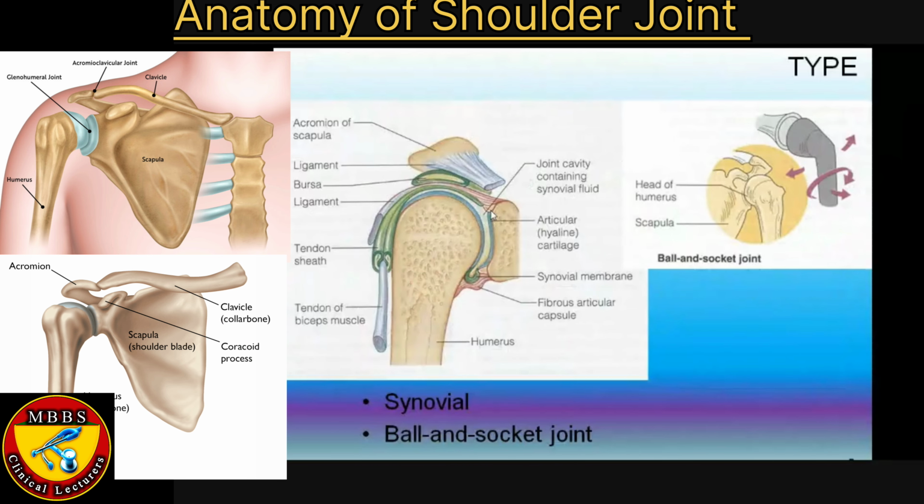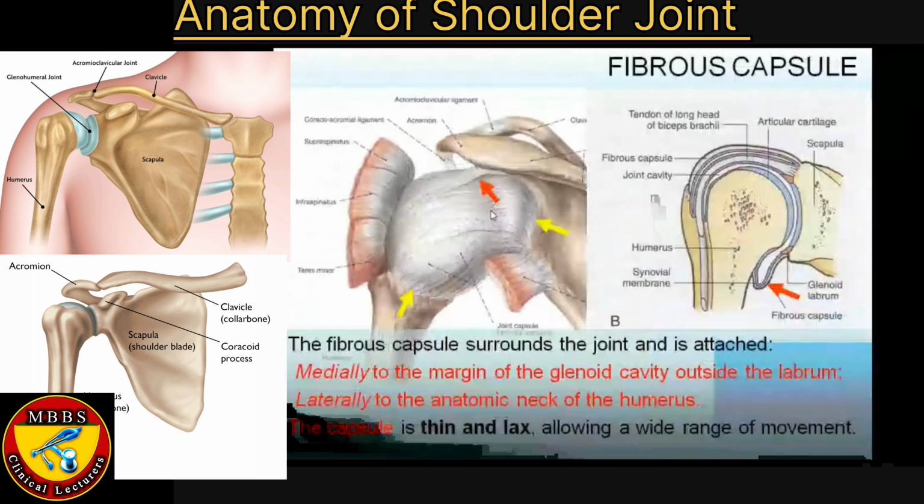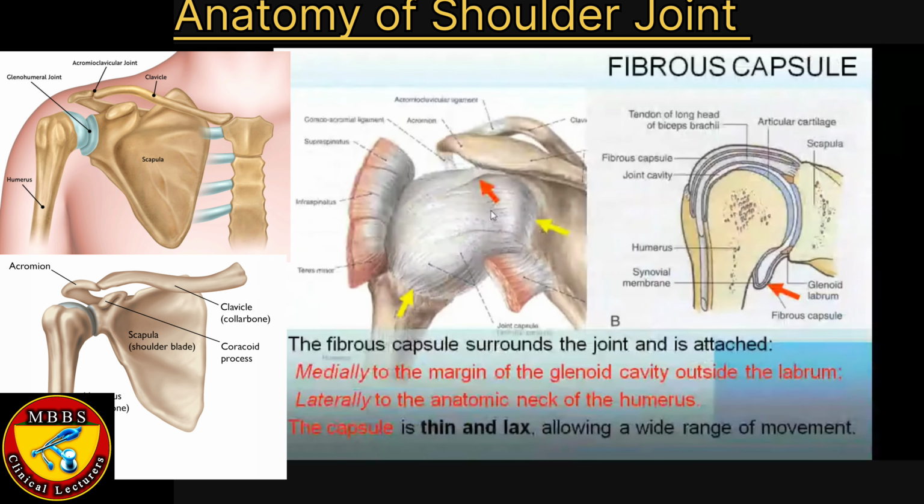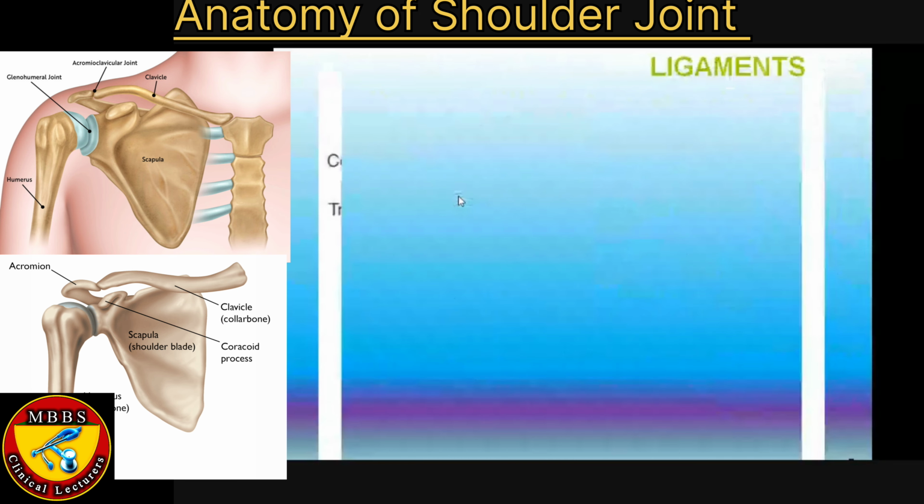Now, coming to the capsule and the ligaments which are present in the shoulder joint, the first is the fibrous capsule, which surrounds the whole of the joint. It is attached medially to the margins of the glenoid cavity just outside the labrum, whereas laterally it is attached to the anatomical neck of the humerus. The capsule is thin and lax and allows a wide range of movement.